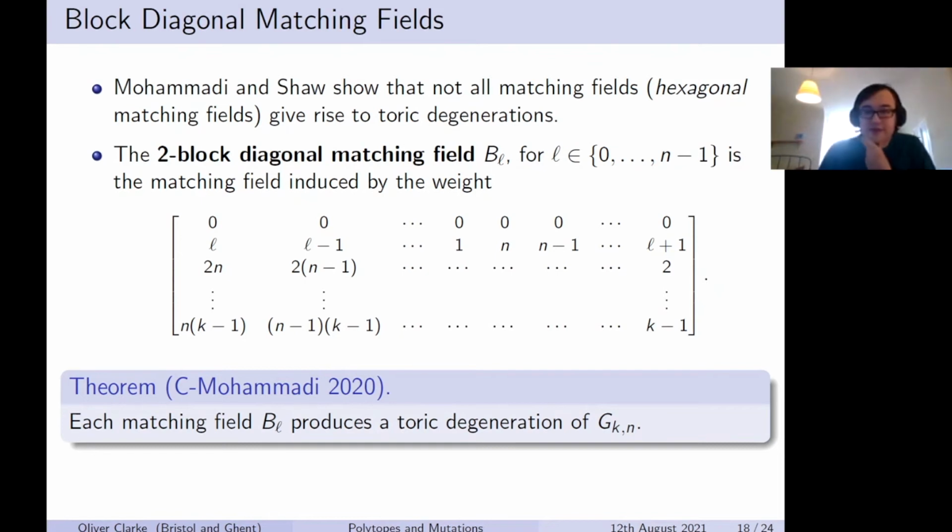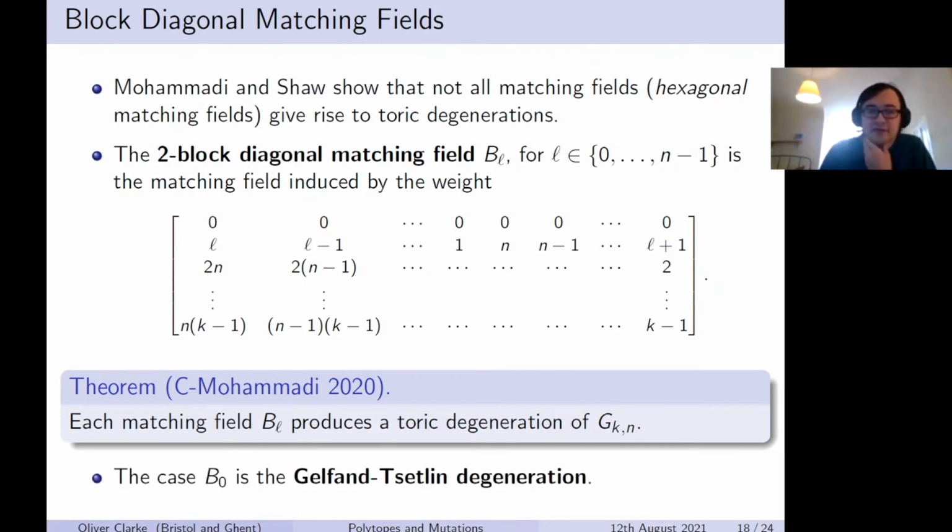And I'll note that if L is equal to 0, then you get this matching field B0, and this is famously called the Gelfand-Zetlin degeneration. And so this arises in other parts from representation theory, GL_n.